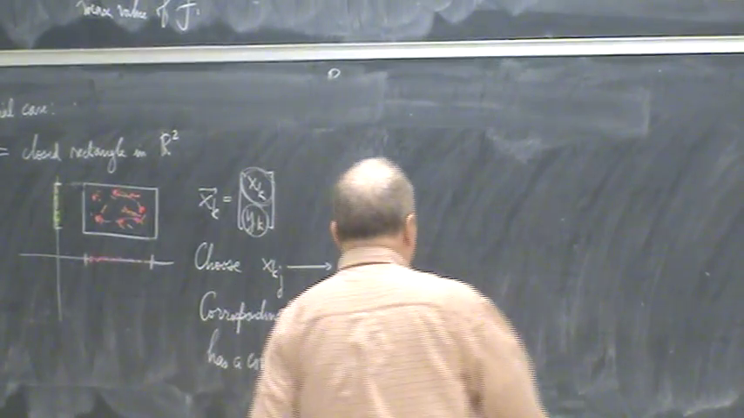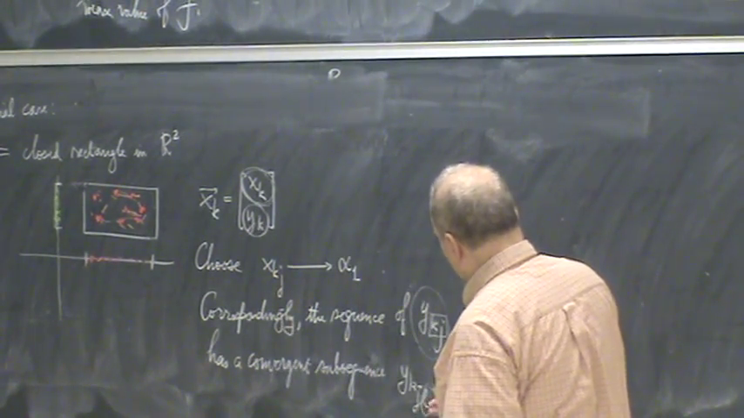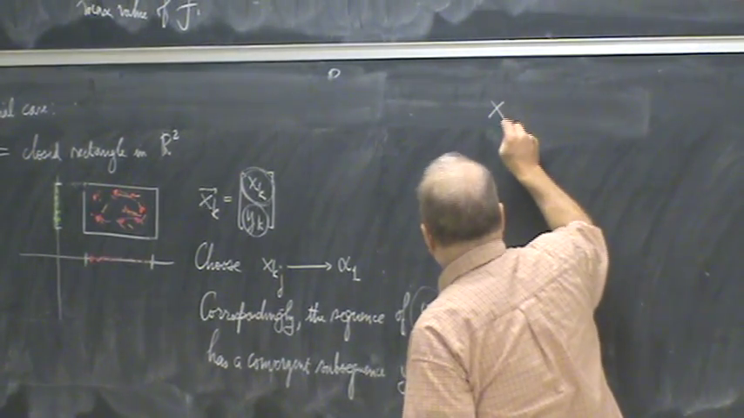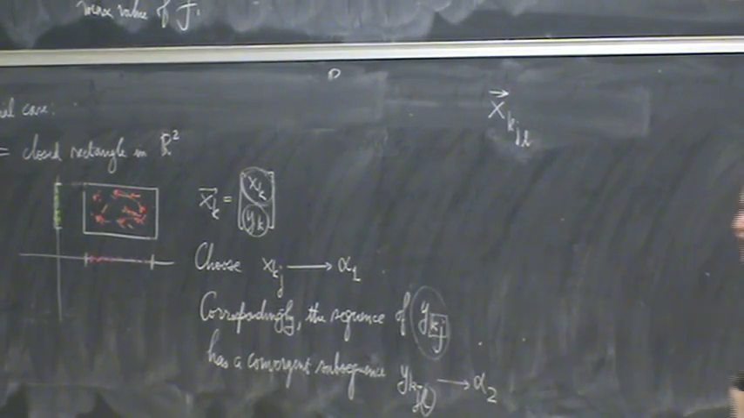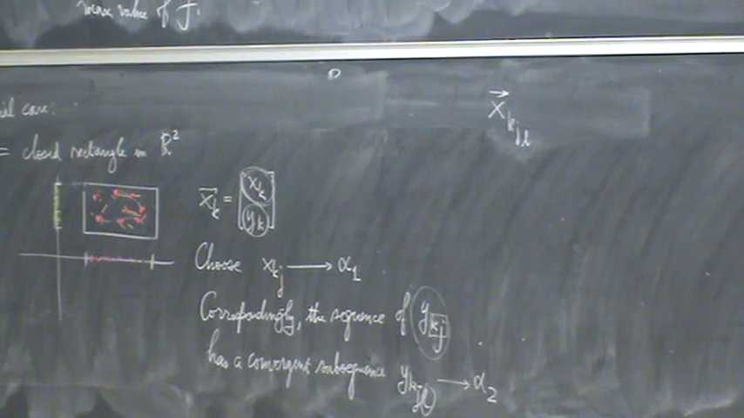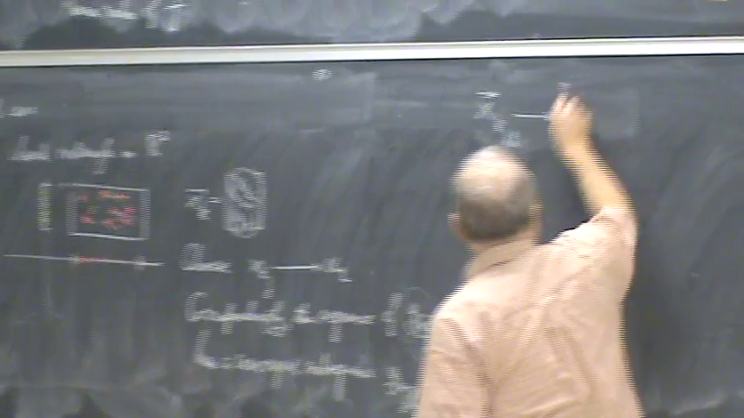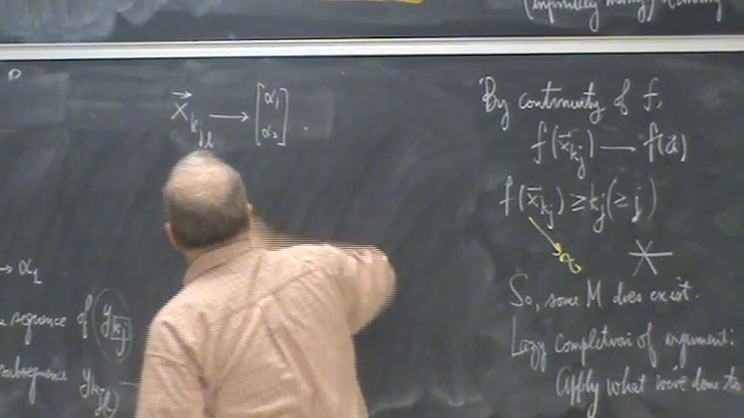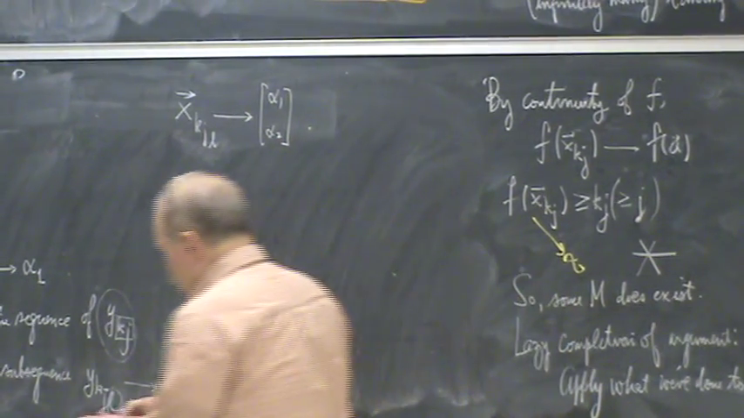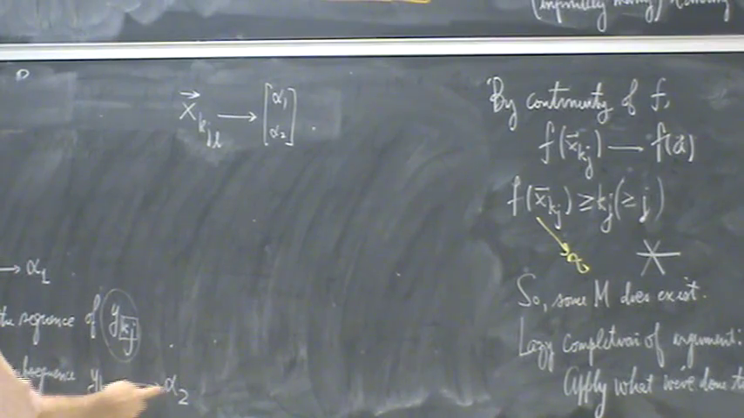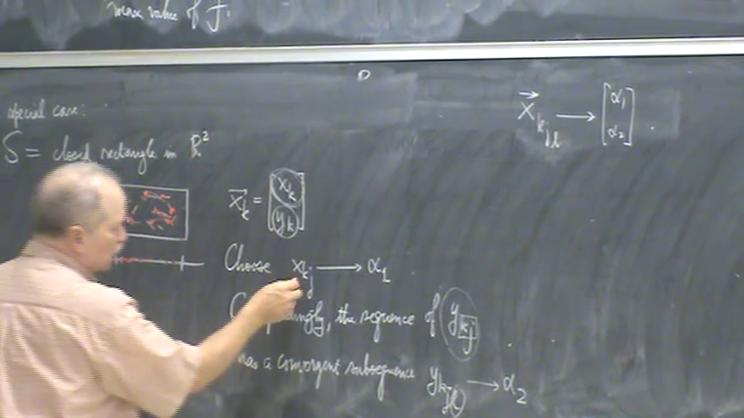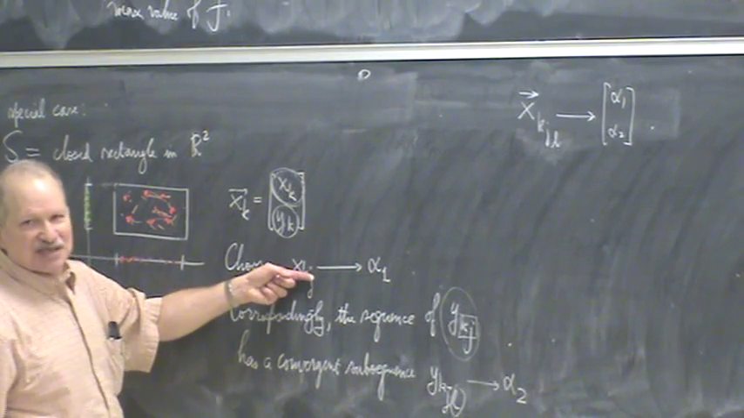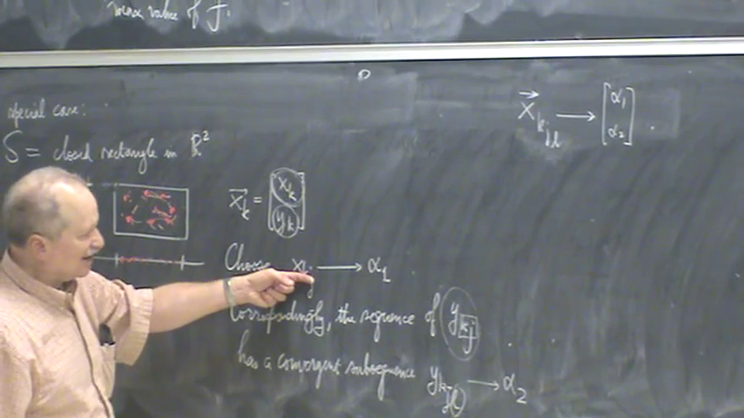Well, it shouldn't take you too much thinking to convince yourself that if I now take that subsequence of my original vectors, that that's going to converge to the point whose coordinates are alpha 1 and alpha 2. Certainly you know that the second coordinates are fine, but what about the first coordinates? I'm not taking my original convergent subsequence, I'm taking a subsequence of my original convergent subsequence.